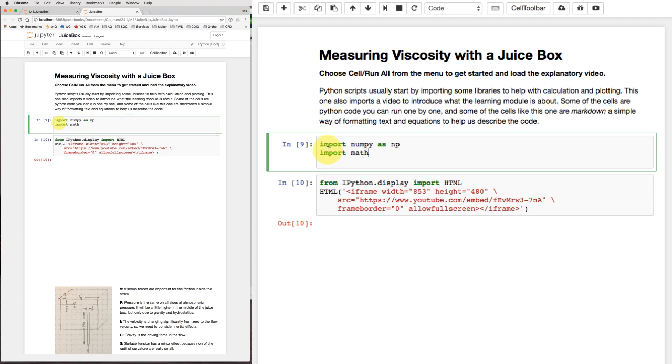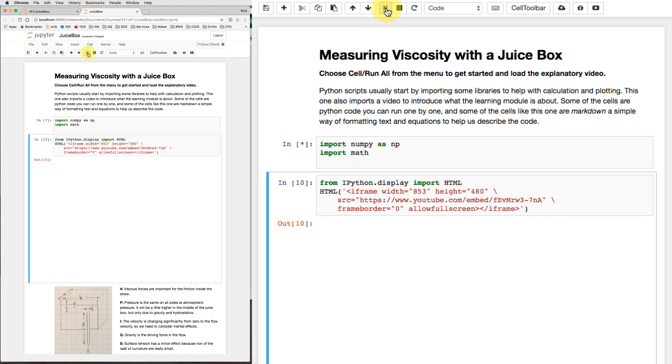This next cell is a couple of lines of Python code, and it's going to import the numerical Python elements as NP, and it's going to import some stuff also from the math library. So we run that. This cell is another Python cell, and it's got another import here to import some stuff that can display video, and it's embedding the YouTube video that we saw out in OnQ that includes this Juicebox experiment.